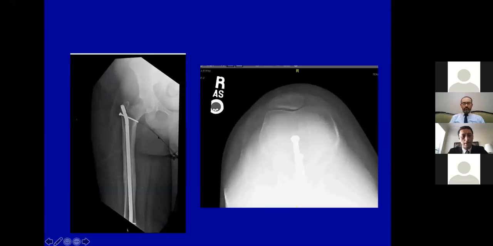And this is the osteotomy after healing. This is the first stage, the derotation osteotomy of the femur. And then I came back and did the patellofemoral joint reconstruction and tibial tubercle osteotomy to address the patellar dislocation. And now this is the X-ray showing very good reduction of the patella as well.